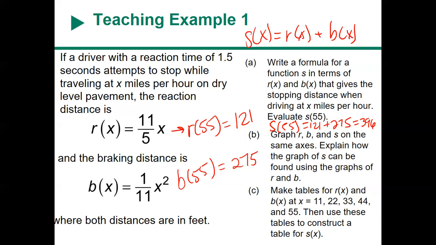So how many feet away do you need? So if you're going 55 miles per hour, roughly, it's going to be 396 feet for you to have an adequate amount of time to stop without slamming on your brake.